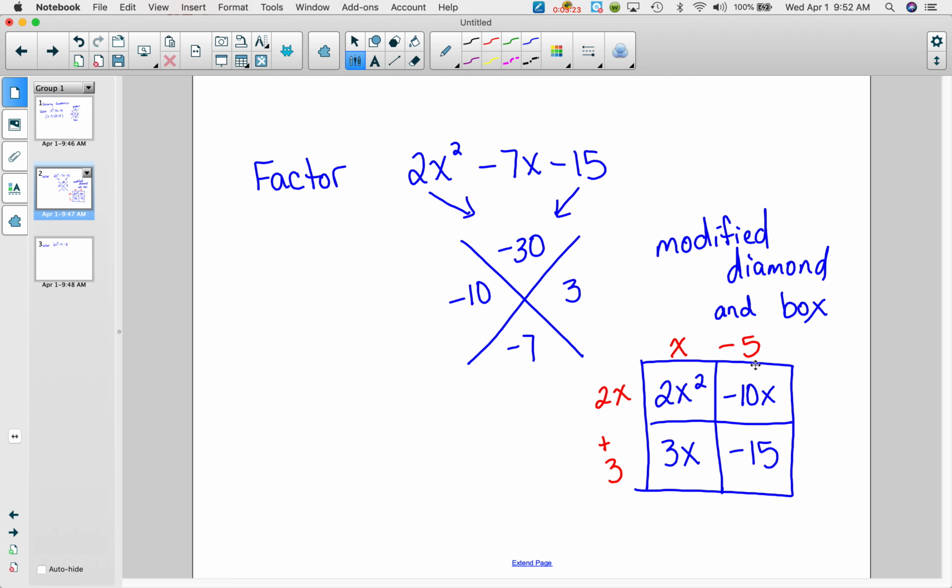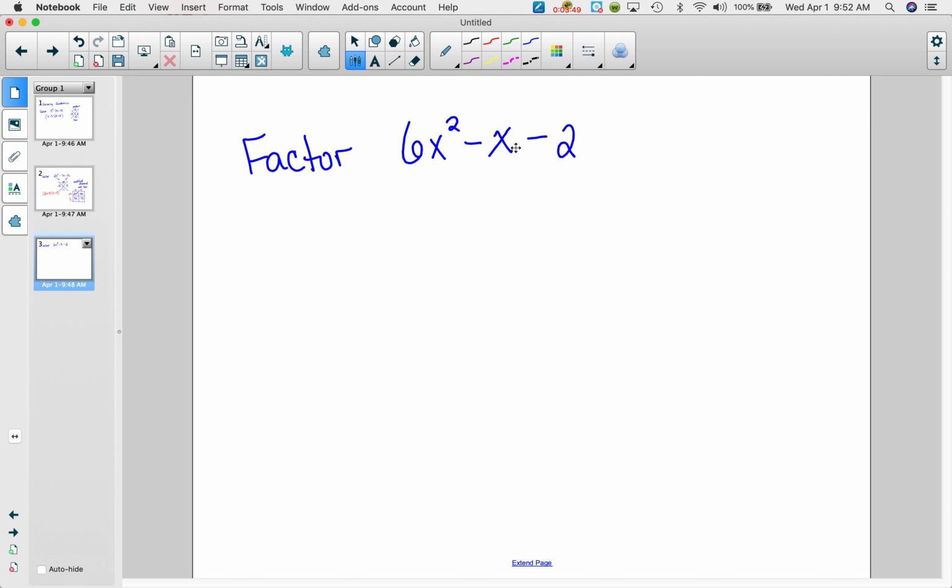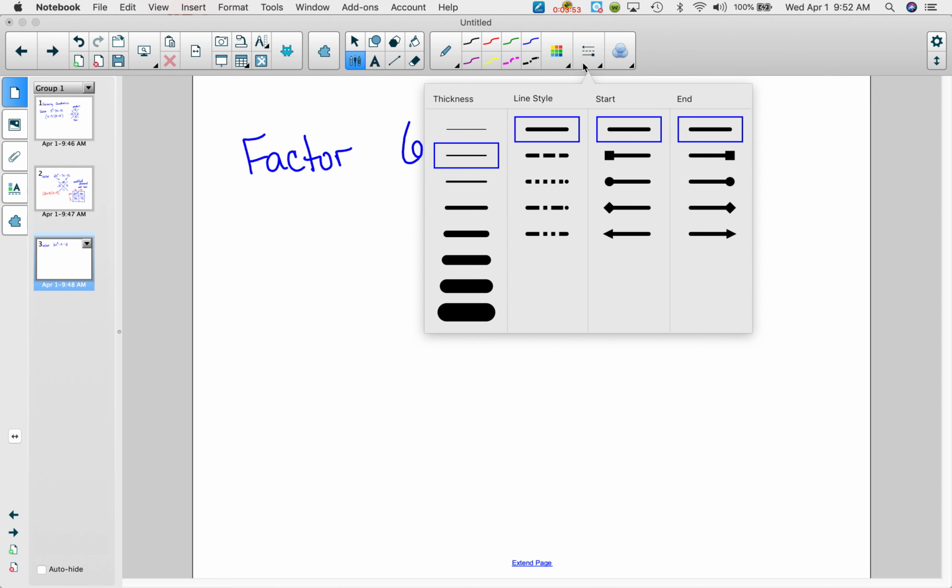And notice how all the multiplication boxes work. 2x times x is 2x squared. 2x times negative 5 is negative 10x. X times 3 is 3x. Negative 5 times 3 is negative 15. So it works. So your answer is 2x plus 3 times x minus 5. If you FOIL this to double check, and I always recommend you do that, then you could see that it will work.